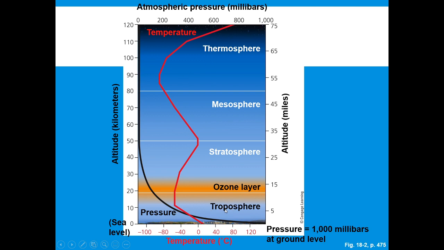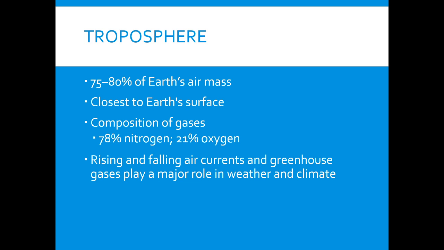And just remember that the troposphere and stratosphere are separated by that ozone layer, which we'll talk more about when we get to pollution. So the troposphere is where 75 to 80% of the air mass of the Earth comes from. This is the one that's closest to the Earth's surface. It is 78% nitrogen, 21% oxygen, and then the rest is carbon dioxide and other gases that we'll talk about a little bit more.